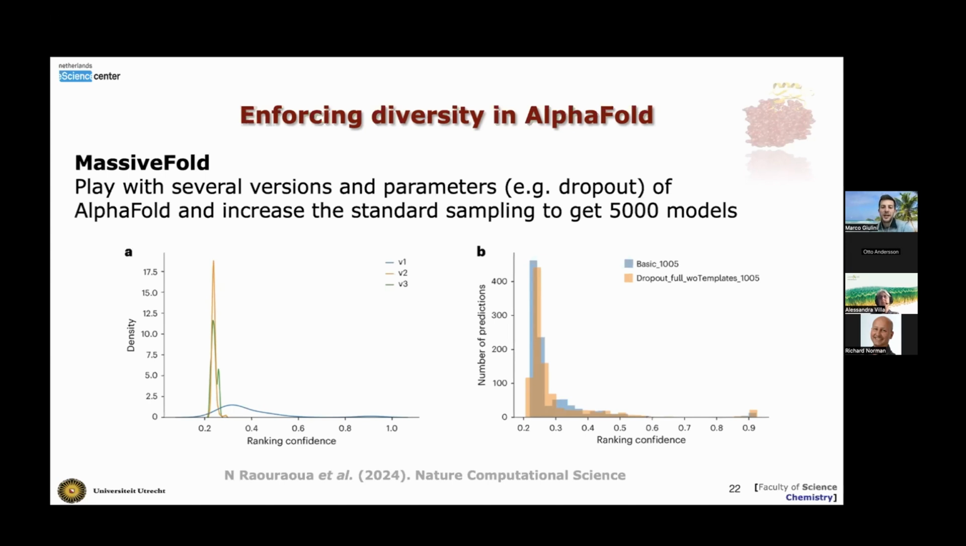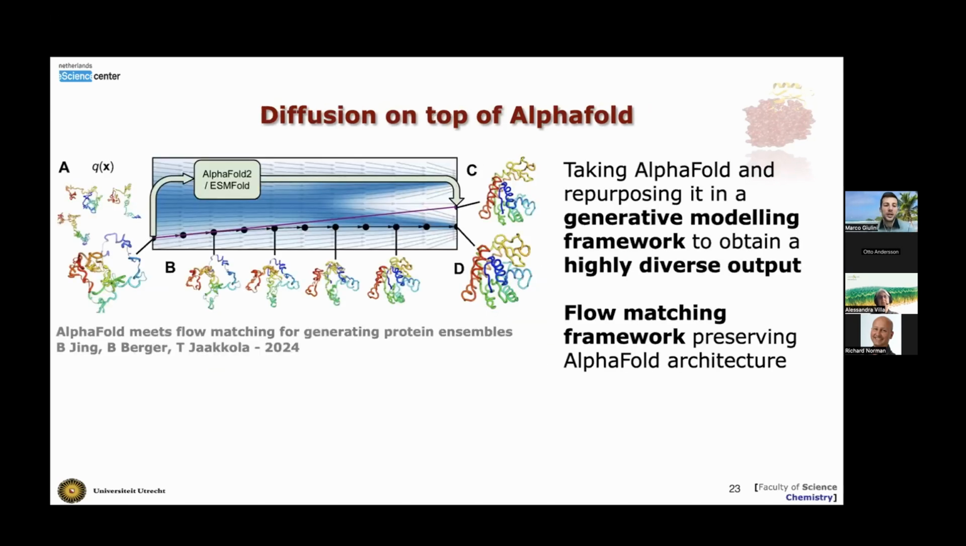But this approach is a bit more like trying to take AlphaFold outside of its comfort zone, but AlphaFold was not really developed for this. AlphaFold was developed to predict static protein structures. So there must be a more fundamental way to enforce diversity in it. And I think this is something that was actually achieved by the Jaakkola group at MIT. They published this preprint last year about AlphaFlow, a combination of AlphaFold and a diffusion algorithm, flow matching, in which basically AlphaFold was repurposed from a regression model to a generative modeling framework with the aim of obtaining a more highly diverse output while keeping the AlphaFold accuracy.